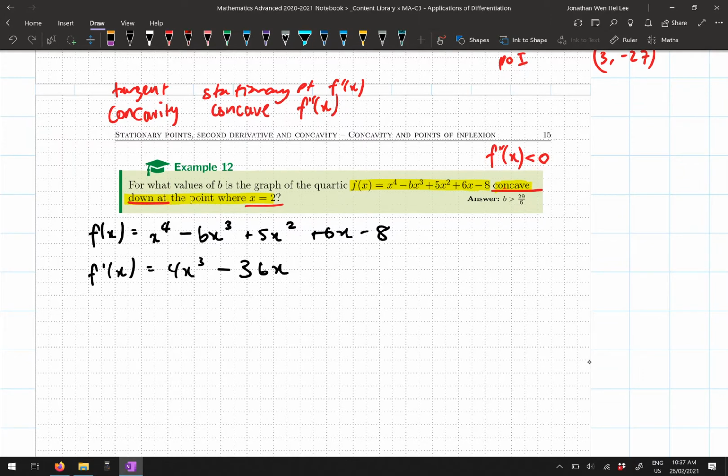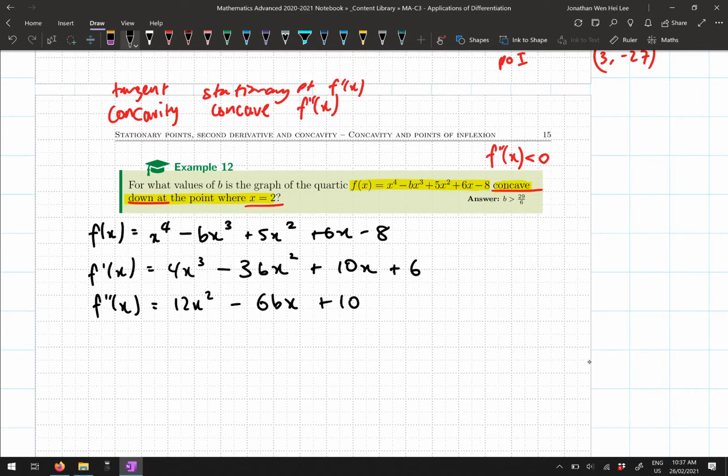3bx squared plus 10x plus 6. Excellent. So that's my first derivative. Now that I've done that, I'm going to differentiate again to get the second derivative. So let's differentiate that again. What do I get for my second derivative? 12x squared, 6bx plus 10. Excellent.